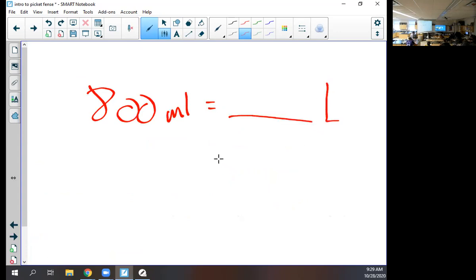All right, to go from milliliters to a liter, you move the decimal 1, 2, 3 places. And we're going to do that a ton, so just try and memorize that. You move it 3 places. And to go from milliliters to a liter, the answer is always smaller.